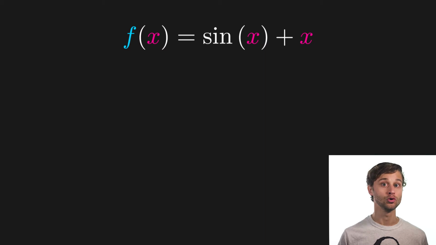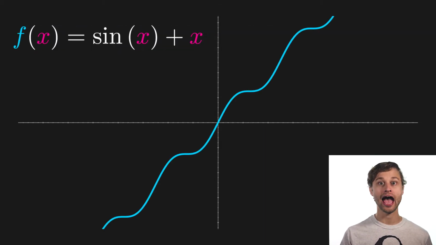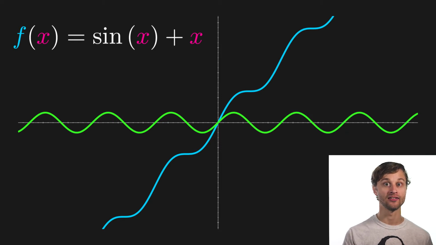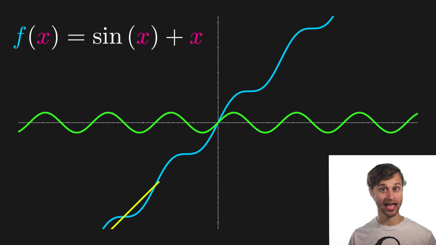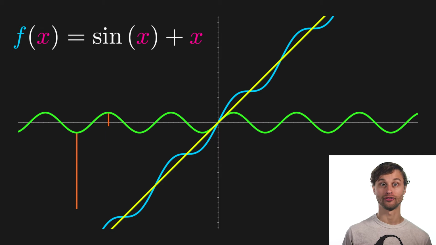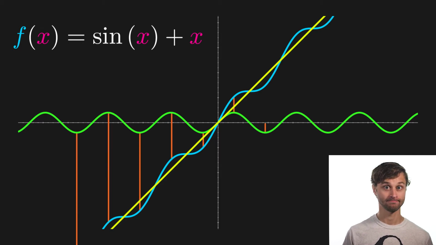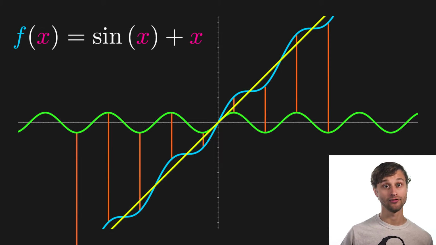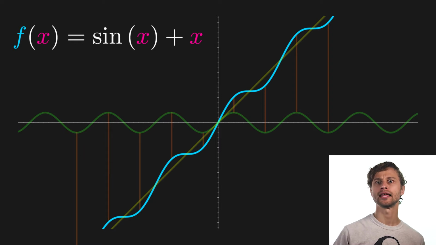f of x is equal to sine of x plus x. In this function, whatever the output of the trig function sine of x is, I'm going to add to that the output of the simple linear function x. This creates the interesting stepping behavior of this function. But maybe we can look at it like this.